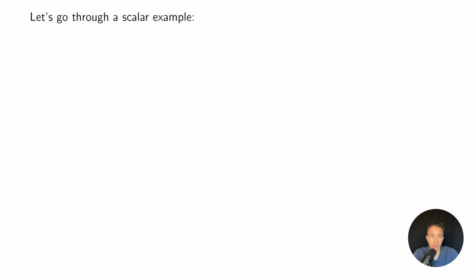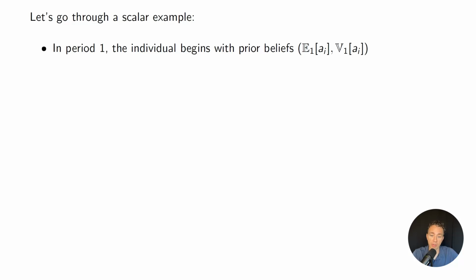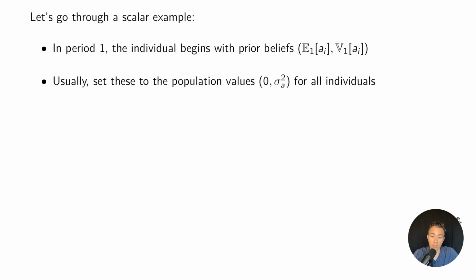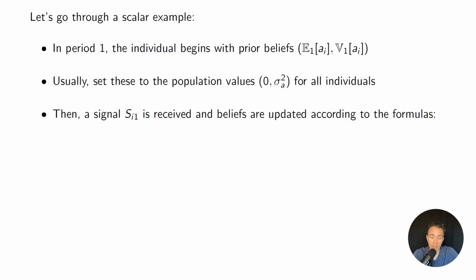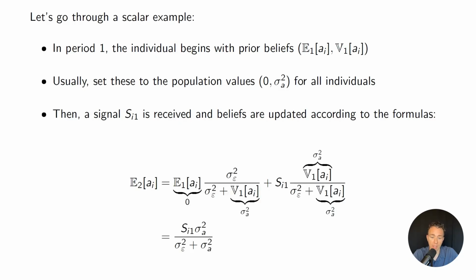So now that we've established that, I wanted to make this simple again and go through the scalar example to show how this updating actually works. So we start out in period 1 with the prior beliefs, and those are going to be the population values, because that's all the individual knows: what are the values in the population. And then they're going to get a signal in period 1 and then use that to update or revise their beliefs. And the formulas are what we talked about earlier.